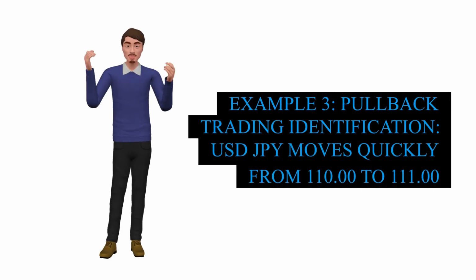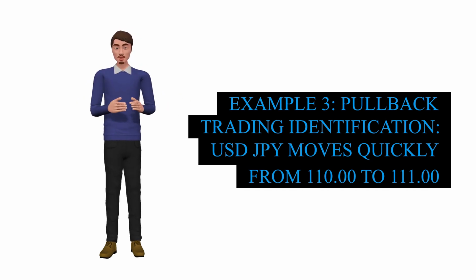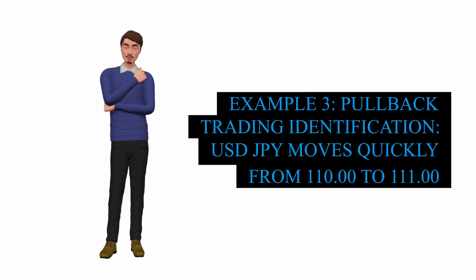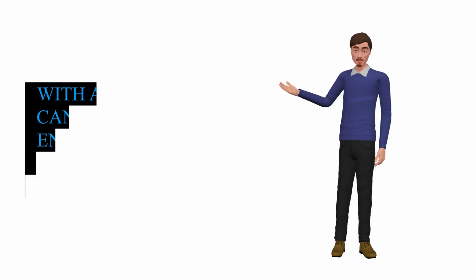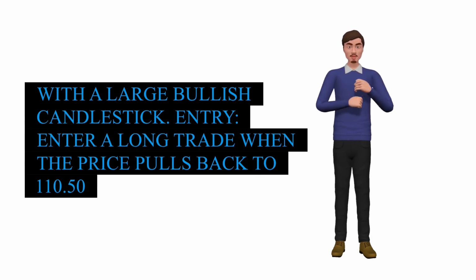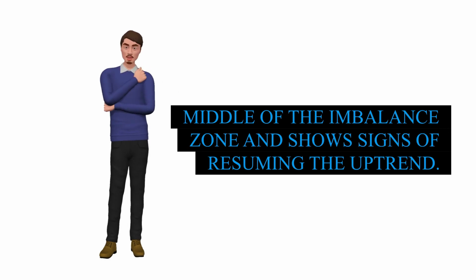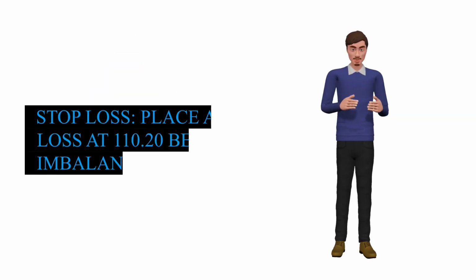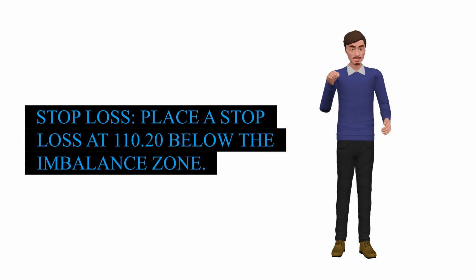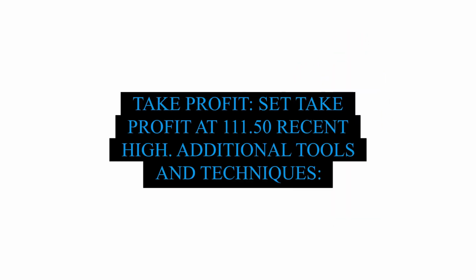Example 3. Pullback trading. Identification: USD/JPY moves quickly from 110.00 to 111.00 with a large bullish candlestick. Entry: enter a long trade when the price pulls back to 110.50, middle of the imbalance zone, and shows signs of resuming the uptrend. Stop loss: place a stop loss at 110.20, below the imbalance zone. Take profit: set take profit at 111.50, recent high.